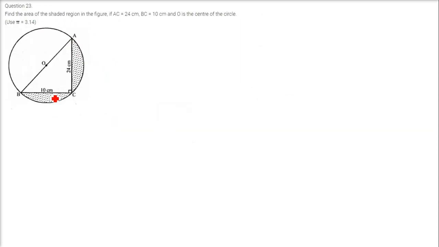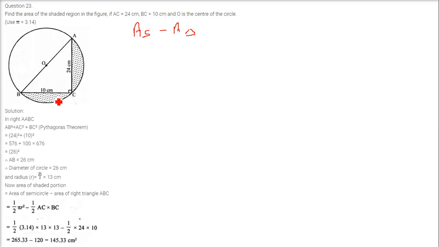Find the area of the shaded region. If AC is given as 24 centimeter and BC is 10 centimeter, and O is the center of the circle. So what we have to do, we have a semicircle here and we have a triangle. So area of this semicircle, that is ACB, or you can say AOBC, minus area of the triangle, that will give you the region here.